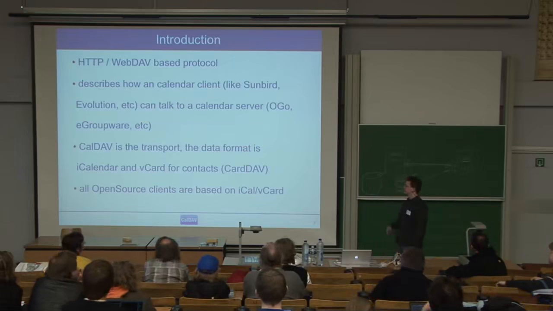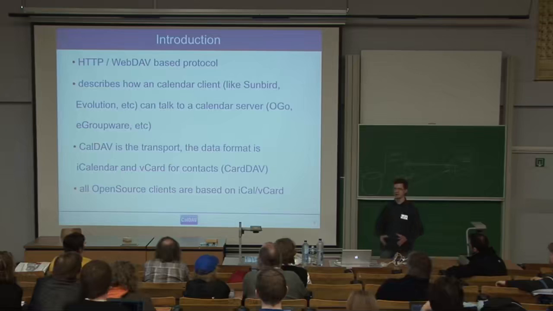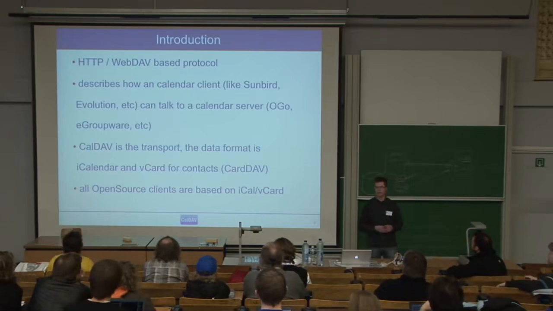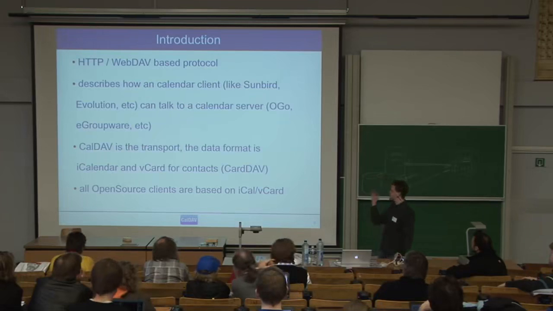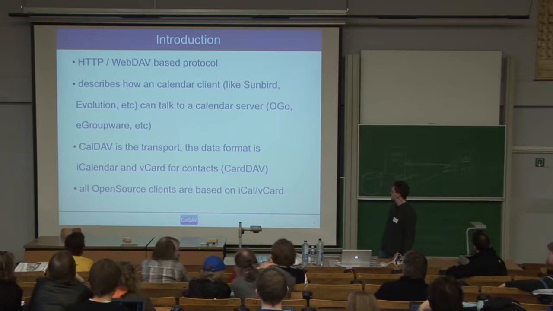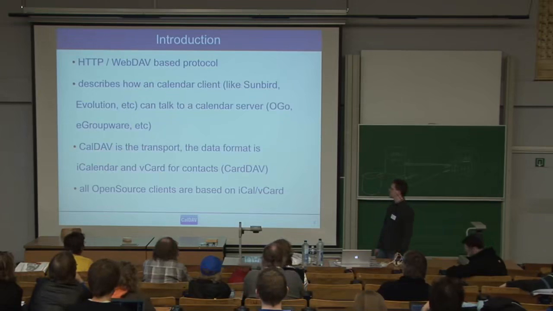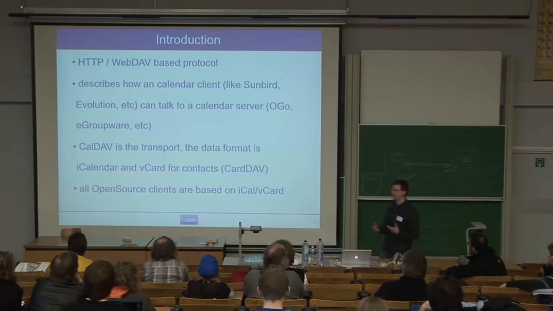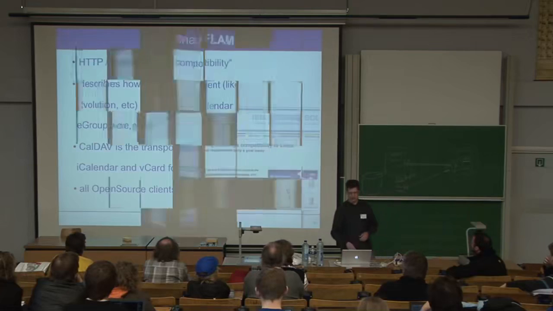The important thing to keep in mind is that CalDAV is just a transport protocol, so it doesn't describe how the actual data is formatted. For the actual data, the iCalendar and vCard formats are used, which are a standard since, I think, more than 10 years. And all the open source clients which exist today, like Evolution, Mozilla Sunbird, and Kontact, are all internally based on iCalendar and vCard. So it's a very natural fit.